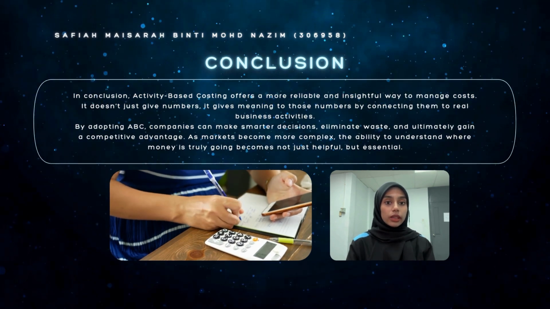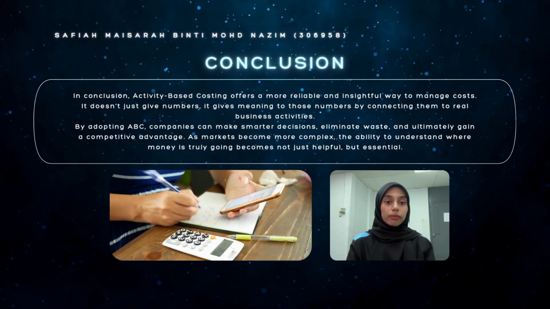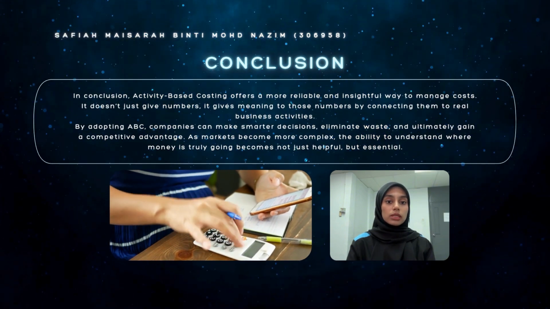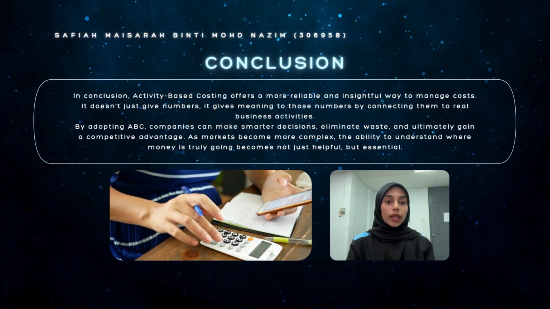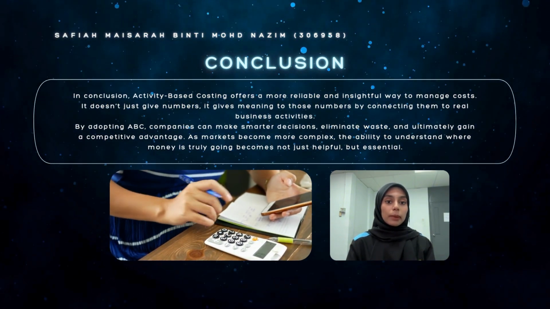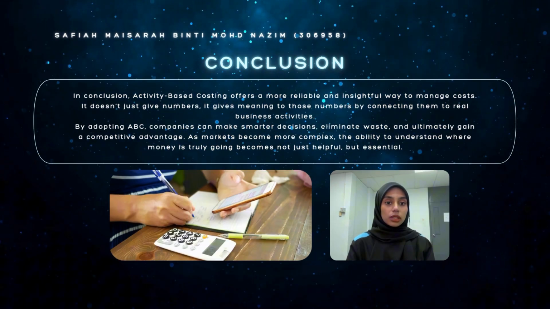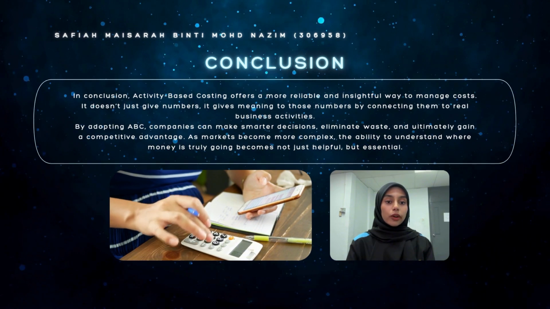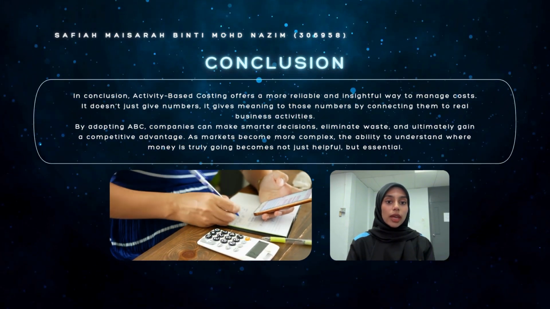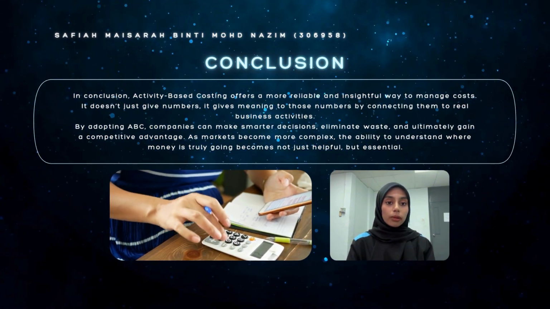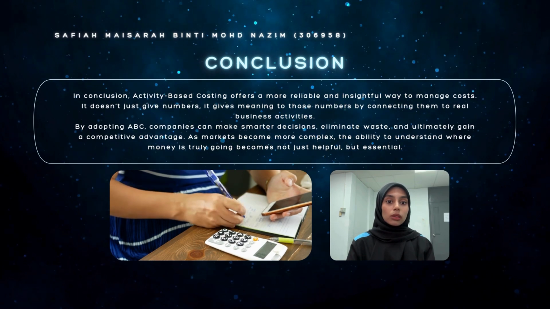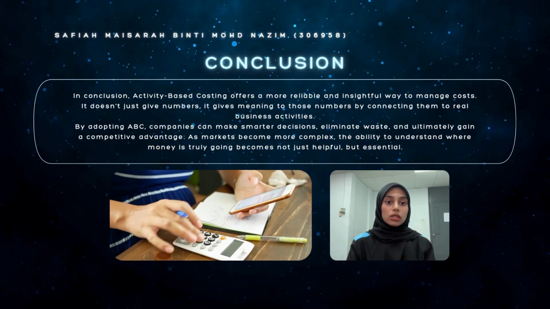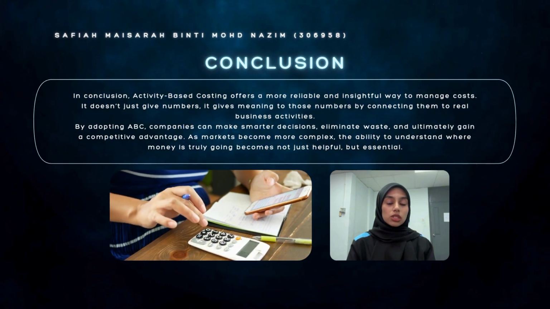It doesn't just give numbers, but it gives meaning to those numbers by connecting them to real business activities. By adopting ABC, companies can make smarter decisions, eliminate waste, and ultimately gain a competitive advantage. As markets become more complex, the ability to understand where money is truly going becomes not just helpful, but essential.